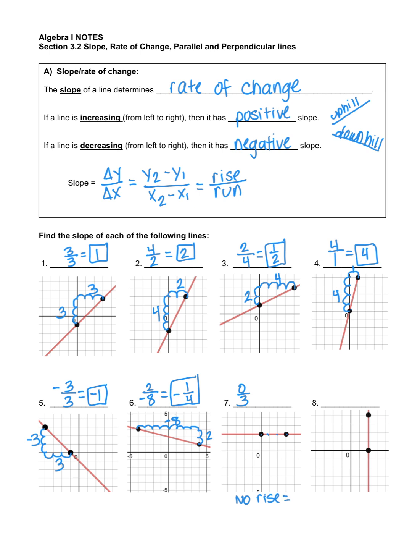Therefore, it is 0. So 0 divided by 3 equals 0. So our slope for a horizontal line is always going to be 0. Now let's go ahead and look at number 8.